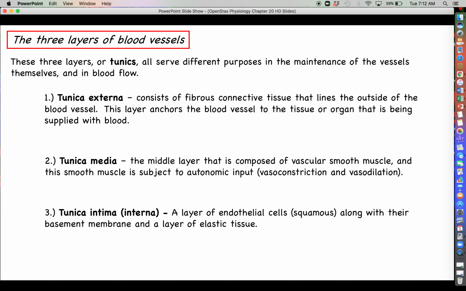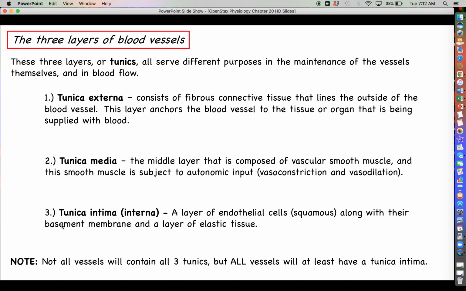Now, what is interesting here is that while blood vessels can contain all 3 of the tunics that you see here, not all of them do, but ultimately every kind of blood vessel at minimum has to contain a tunica intima. You will see that some vessels do not contain tunica media, and because of that, they are not subject to vasodilation and vasoconstriction, and then some will not contain tunica externa. But all kinds of blood vessels absolutely have to have a tunica intima.